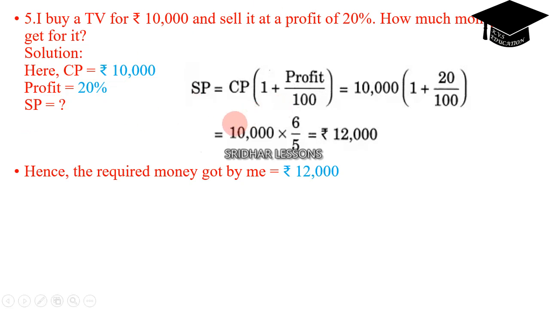The value of selling price is equals to cost price into 1 plus profit by 100. That is cost price is 10,000 into 1 plus profit percentage is 20 by 100. Upon cancellation 20 by 100 will come as 1 by 5. And after taking LCM this will come as 6 by 5 into 10,000. This is equals to 12,000 rupees. So the profit is equals to 20% and in terms of money value it is 12,000 rupees.